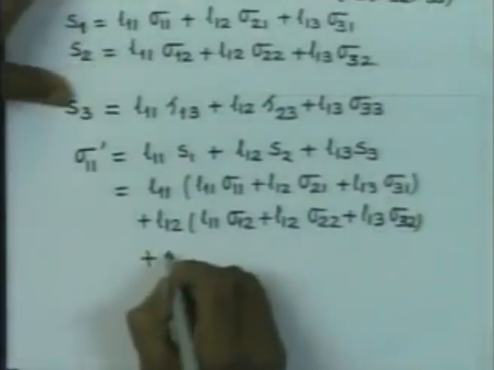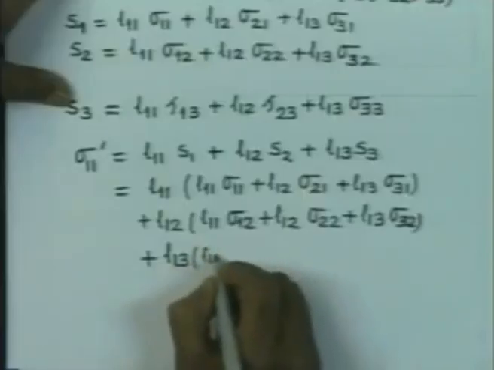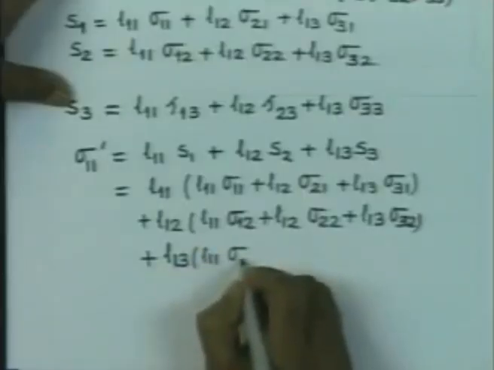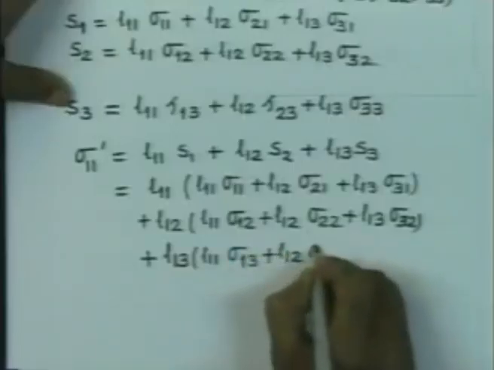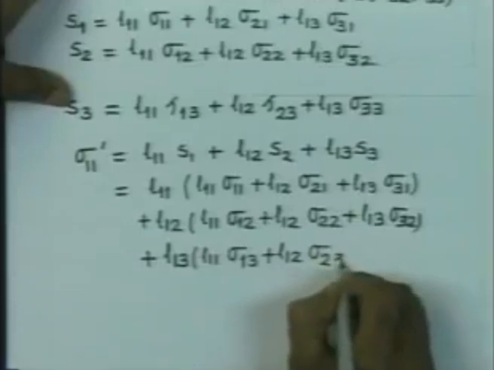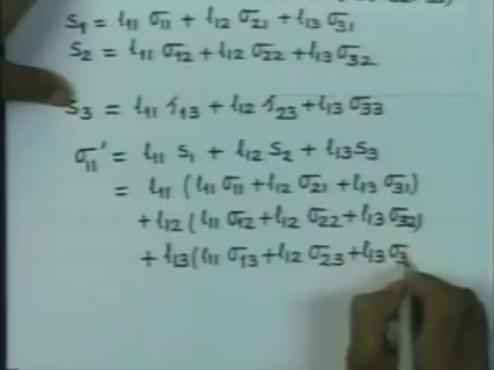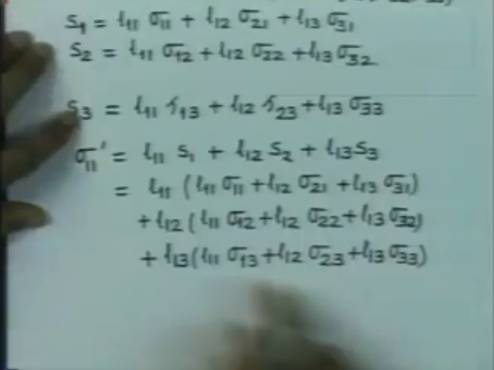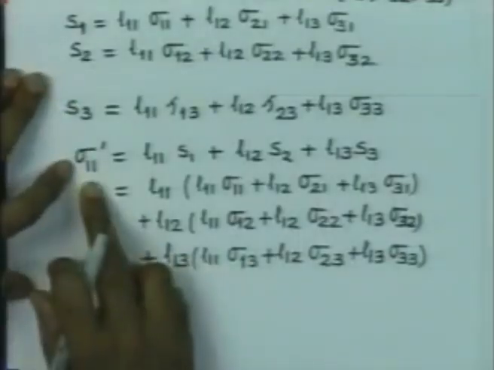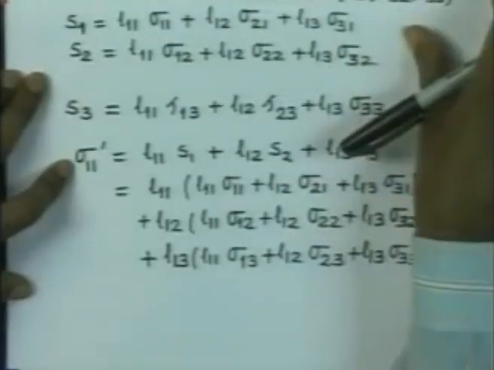plus L13 times (L11 sigma 13 plus L12 sigma 23 plus L13 sigma 33). So, this is what is going to give us the expression for the normal stress on the plane which is perpendicular to the new axis x dash.